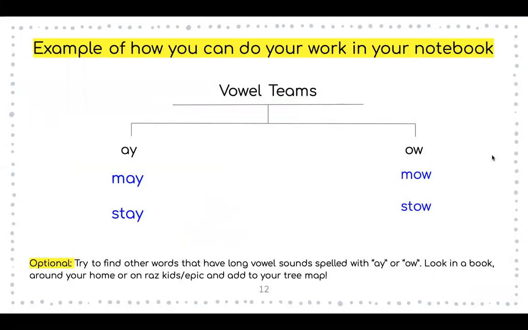This is an example of how you can set up your work in your notebook. So I have created a tree map like we would in school, and I labeled it vowel teams. We have the AY vowel team and the OW. Now below it, I'm going to put those different words and sort them into my tree map. You have an optional activity to try and find other words that have long vowel sounds spelled with AY or OW. Look in a book, around your home, or on Raz Kids or Epic and add to your tree map.